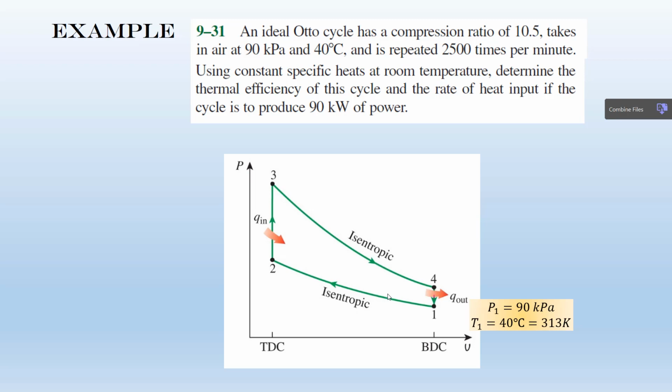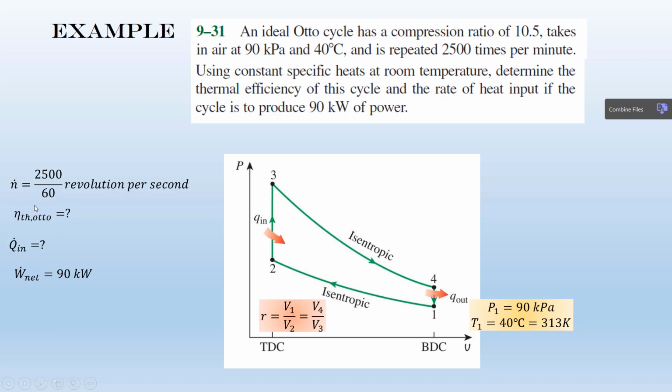So we have the compression ratio, which is 10.5. Based on the definition, the compression ratio is the V max over V min. In this diagram, you can see that V max is V1, which equals V4, and V min equals V2, and V2 equals V3. These are the other available information, and then you're asked to calculate the Q dot in. Please pause this video and spend 2 minutes to find the best equation to calculate the thermal efficiency, and then calculate the thermal efficiency of this Otto cycle.